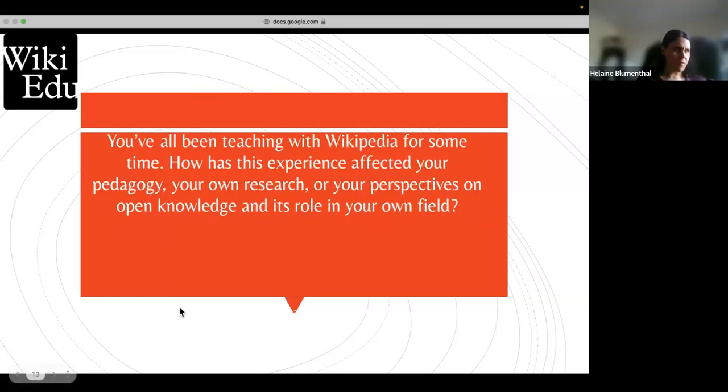This is an open ed conference, so I wanted to make sure that we talk about this work. I very much think of the Wikipedia project as an open pedagogical project, open pedagogy, open knowledge, et cetera. Kate, you've been doing this for a while, and I'm wondering if you could talk about how teaching with Wikipedia has affected your own pedagogy, your own research, or your views of open knowledge in your field.